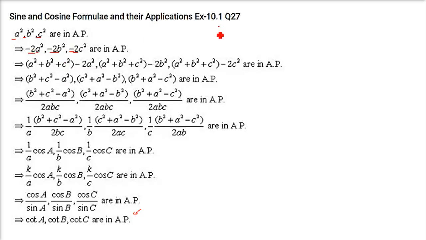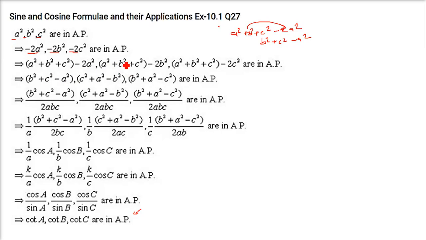So when you add a square plus b square plus c square, I'll just show you about this one. A square plus b square plus c square, just add this, and this is minus 2a square. What do we get? We get b square plus c square minus a square.